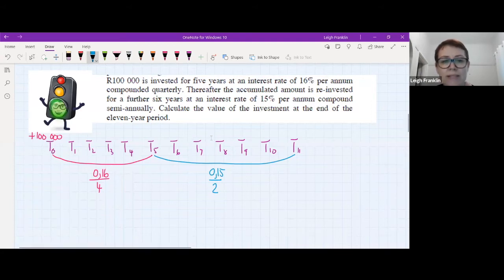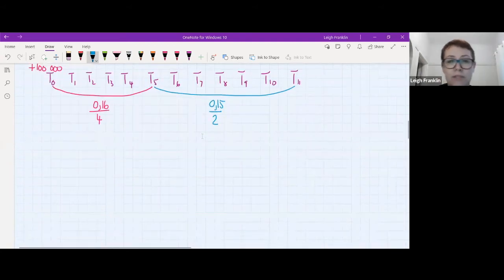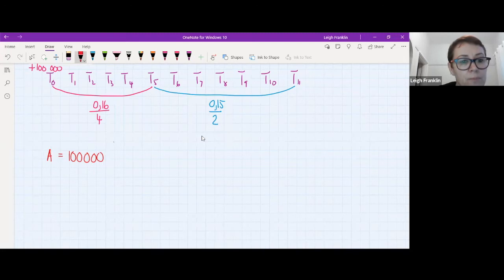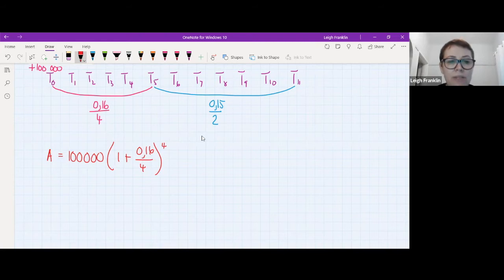Okay, so now the quickest, easiest way for us to work out our answer is as follows. Instead of doing it in 2 steps, we can do it in 1 step. So A, our accumulated amount, is equal to P, our 100,000, open brackets, 1 plus 0,16 over 4. Now it's being compounded quarterly. How long is it in the account for? 5 years. So I've got to multiply 5 by 4 because it is compounded 20 times in that 5-year period.